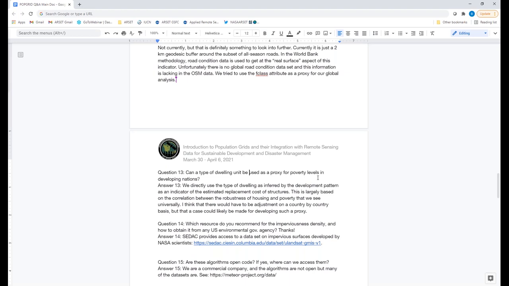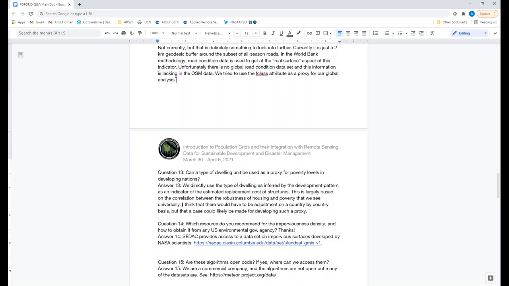So question 13, can a type of dwelling unit be used as a proxy for poverty levels in developing nations? I thought this was a great question. We generally think of it the opposite way. When we look at these development patterns, you can definitely see what we call the durability of the structures, which is a direct correlate with poverty, which we use to estimate the fragility of the structures as well as the replacement cost.